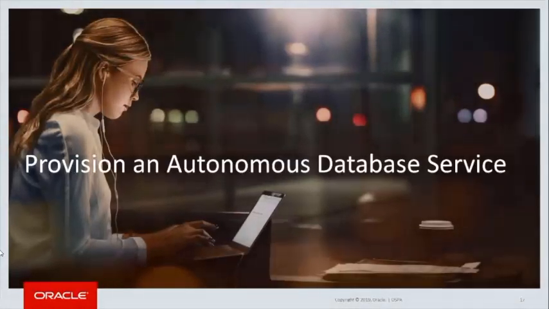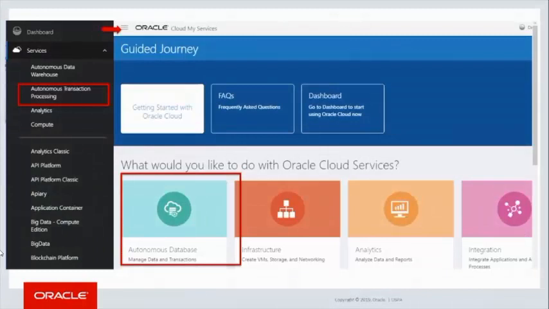Let's start by looking at provisioning an Autonomous Database service. Once logged in, select Autonomous Database from the Cloud Console if the icon is displayed. If you don't see an Autonomous Database icon, on the top left there is a drop-down menu, and from the drop-down menu you can select Autonomous Database.